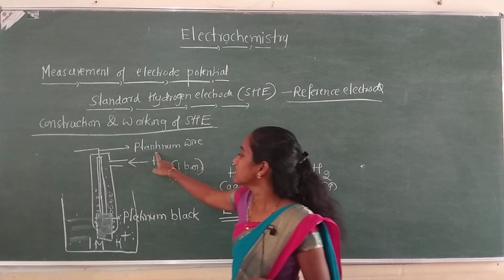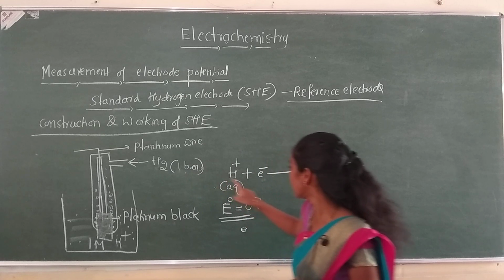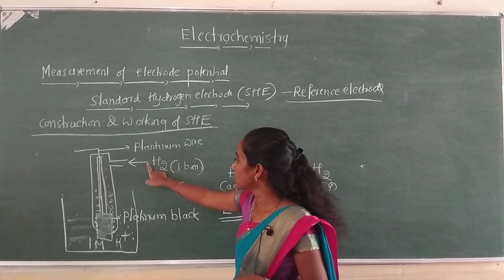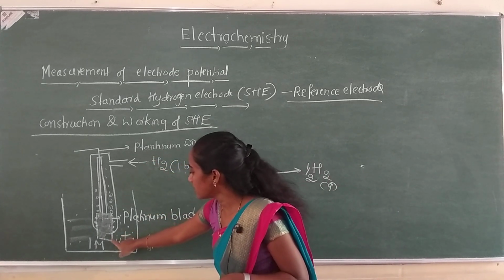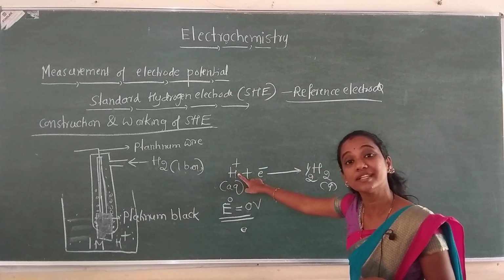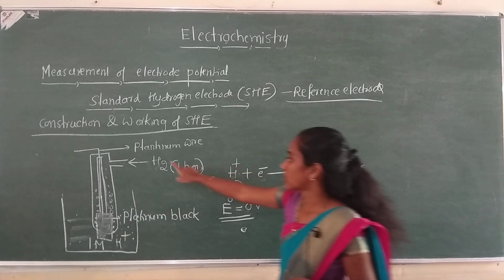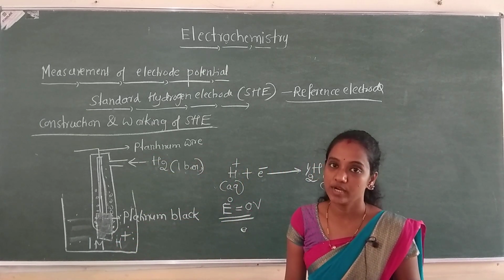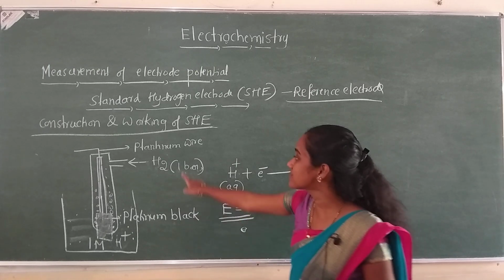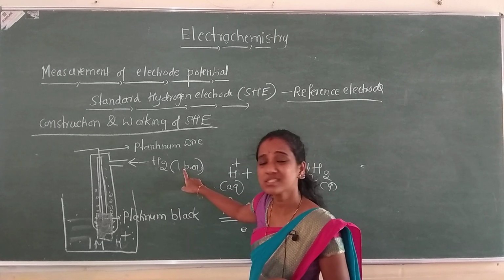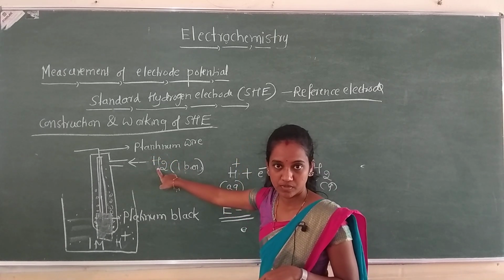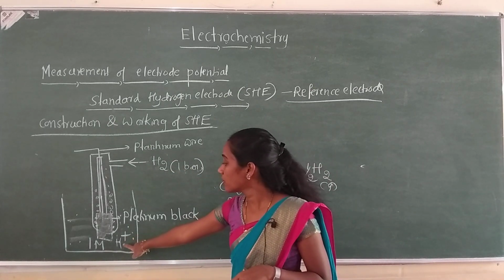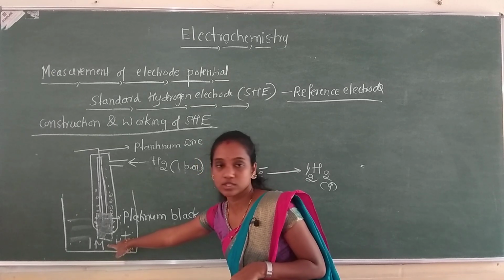Now, this is the reduced form. After the reduction, H2 is the reduced form, right? So the concentrations of the reduced and oxidized species, H plus being the oxidized species, are maintained at unity. That implies the pressure of the gas is unity, meaning the reduced form H2 is at unit concentration because it is at 1 bar pressure. The concentration of the oxidized species is also unit concentration, 1 molar.